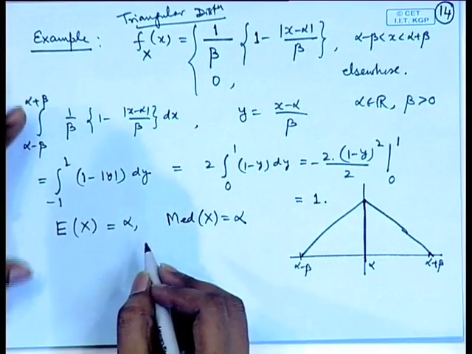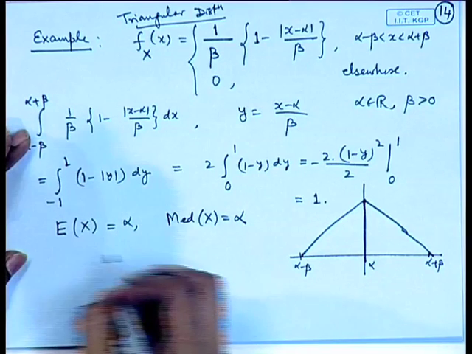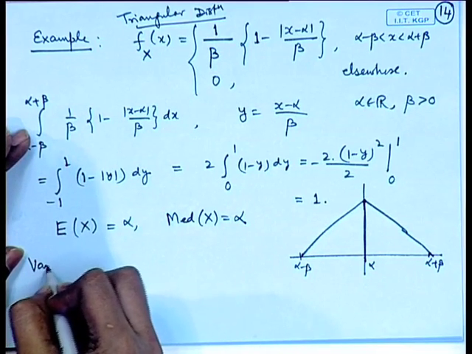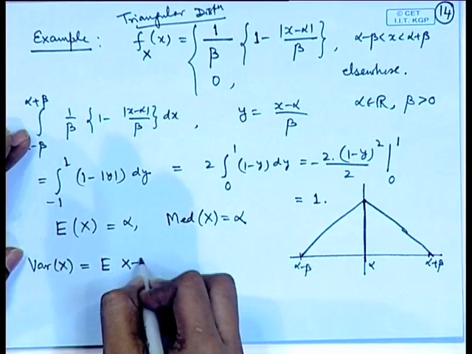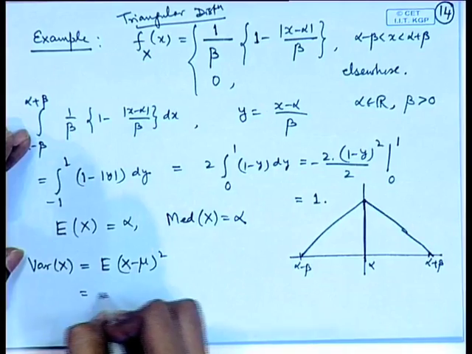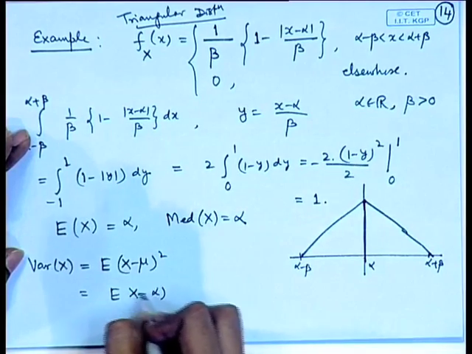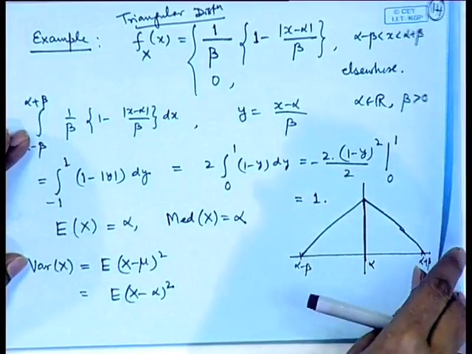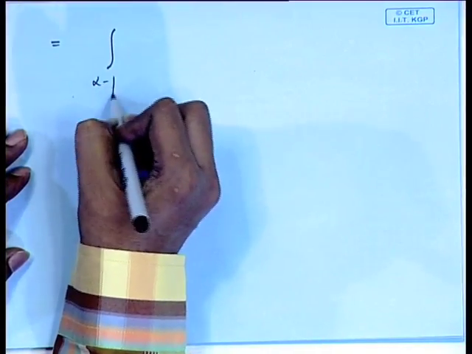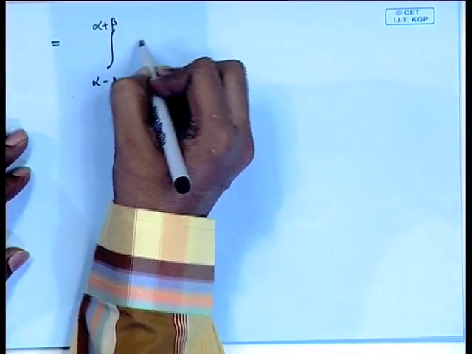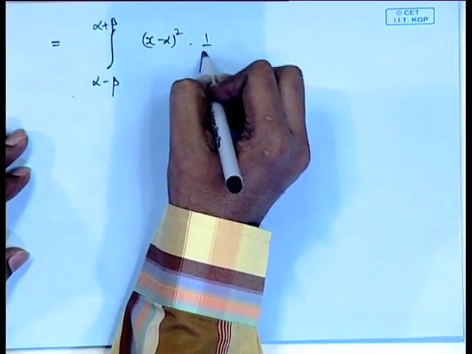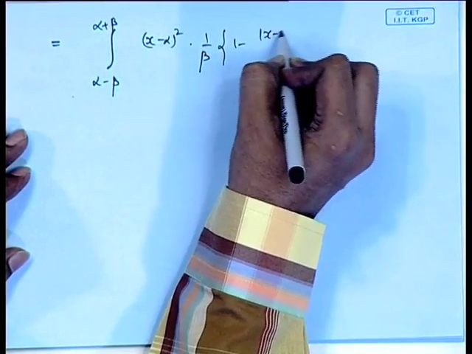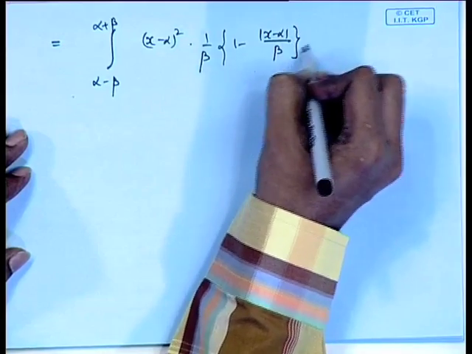Therefore, we can consider higher order central moments. Let us consider, say, variance. So, variance of x is equal to expectation of x minus mu square, that is equal to expectation of x minus alpha square. So, this is equal to the integral from alpha minus beta to alpha plus beta of x minus alpha square, 1 by beta, 1 minus modulus of x minus alpha by beta, dx.